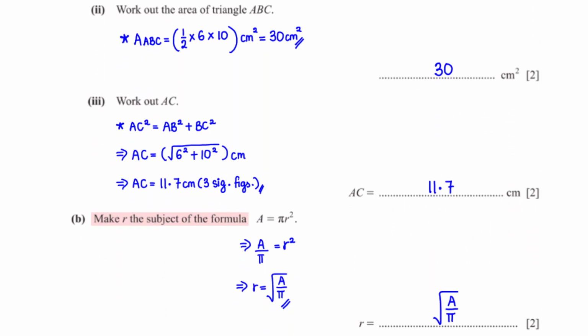Make R the subject of the formula A equals pi r squared. When we divide both sides by pi, this is what we have. To make R the subject, we take square root of both sides. This gives us R equals square root of A over pi.